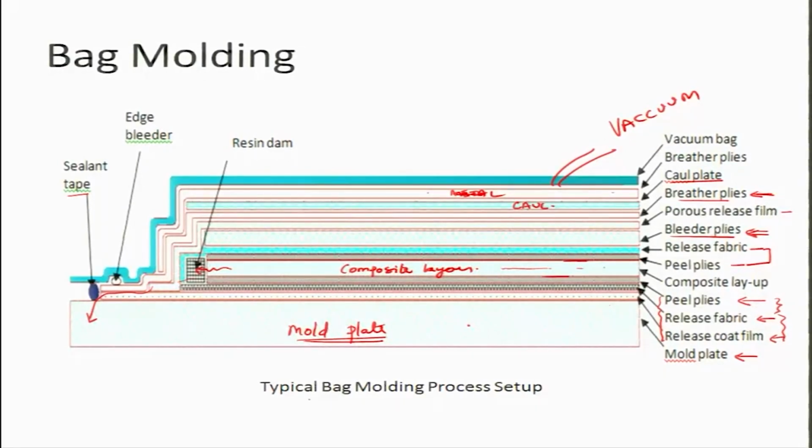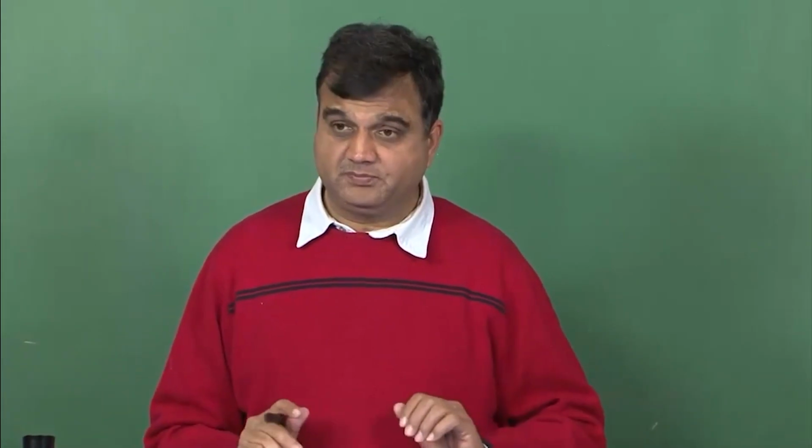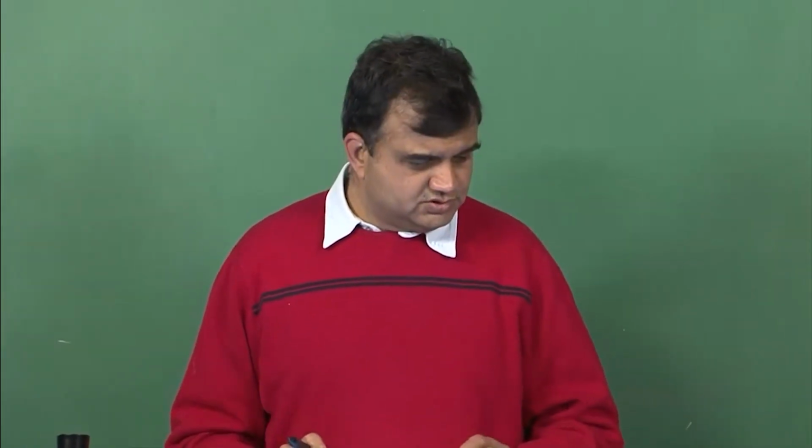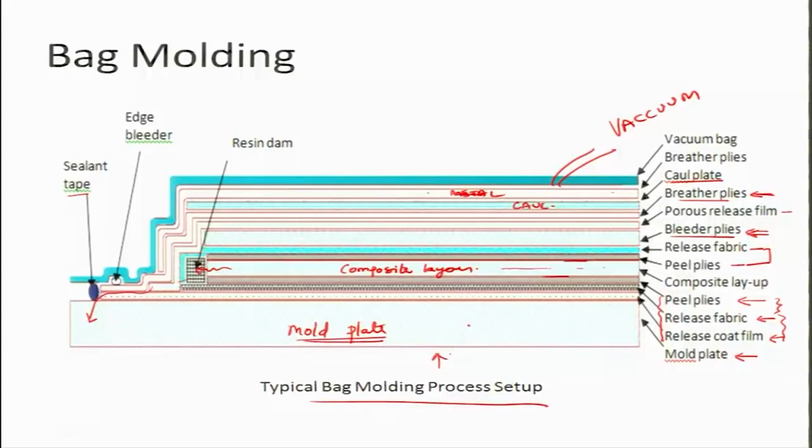So this is the typical bag molding process setup, and you put this entire thing in a plastic bag, connect it to the vacuum, and you remove all the air. So this is the whole thing, and then of course from here you can heat it. So you can have some resistive element here, and you can have current flowing through this, so the entire thing gets heated, and that ensures that the curing happens at a faster rate.